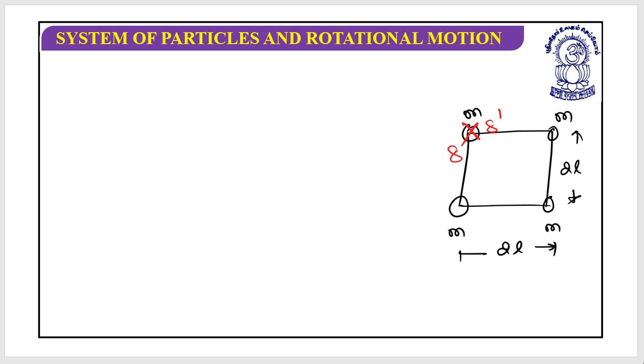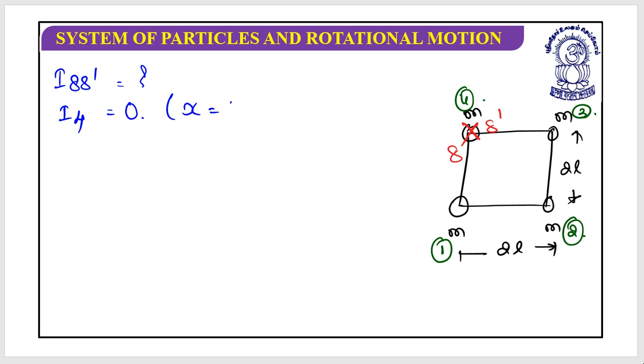Let's just do it. How will you do it? Let's again give the numbers, because in this situation the rotational axis is passing through this mass. So when I calculate I8 8 dash, I understand that the moment of inertia due to the fourth mass will be 0. Why? Because again the perpendicular distance is equal to 0.